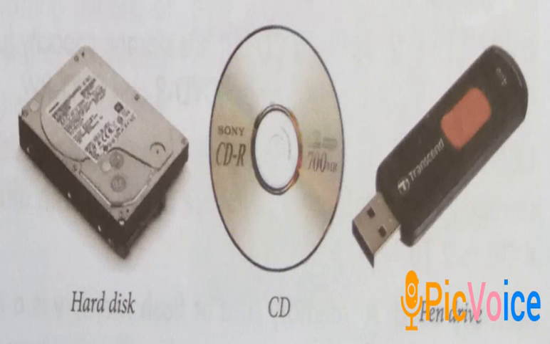Next, secondary memory. My dear students, secondary memory stores data and programs permanently. Secondary memory is also known as external memory. Devices on which data can be stored permanently are known as secondary storage devices. Hard disk, CDs, DVDs, USB flash drives, and memory cards are some secondary storage devices.